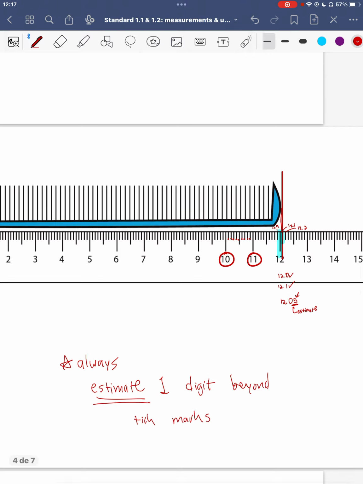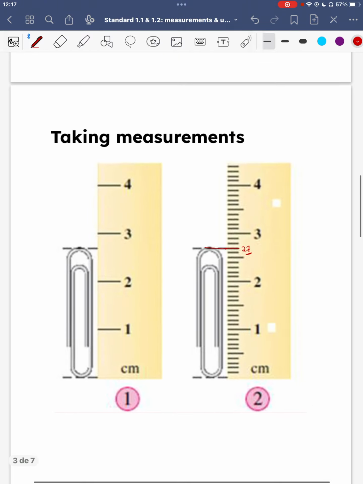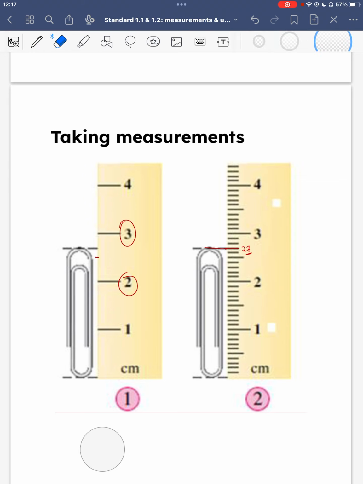So let's very quickly review with those two paper clips we saw. The tick marks here are every 1 centimeter. One digit beyond that is going to be the tenths place. So it looks like I'm at about 2.7. This is the digit that I estimated.